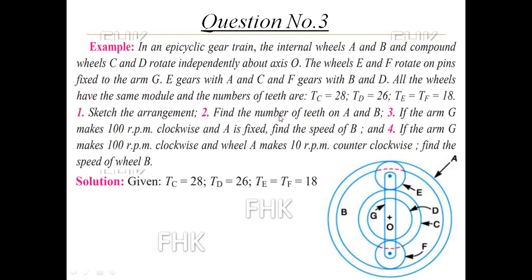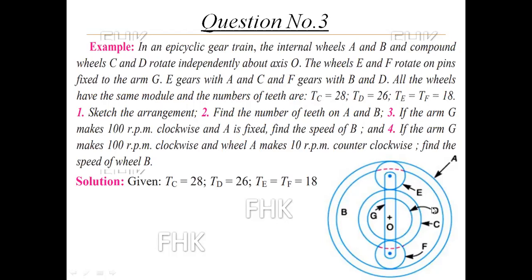All the wheels have the same module and the numbers of teeth are TC 28, TD 26, and TE and TF 18, as these are both compound gears. The teeth on E and teeth on F are of the same diameter, so the number of teeth on E and F will be 18, as given.